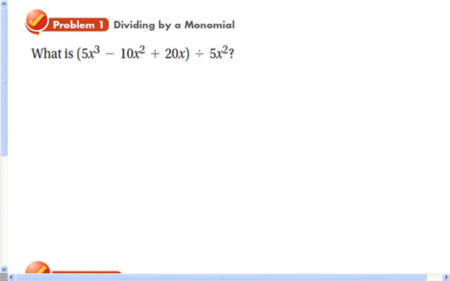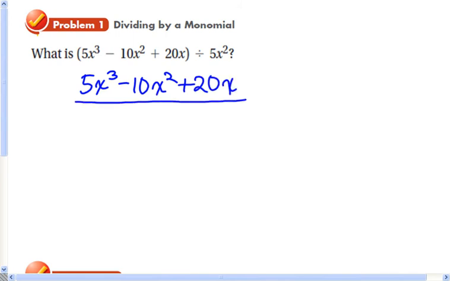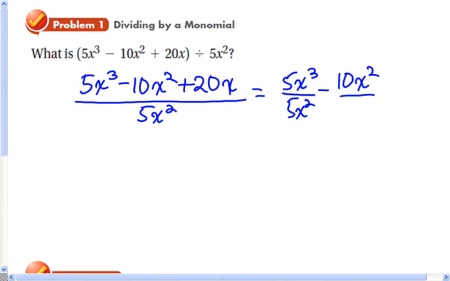Alright, so first thing we're going to do is learn how to divide by a monomial. When you divide by a monomial, let's just rewrite this as a rational expression. And then the common denominator is 5x squared. So what we need to do is 5x cubed divided by 5x squared, minus 10x squared divided by 5x squared, plus 20x divided by 5x squared.